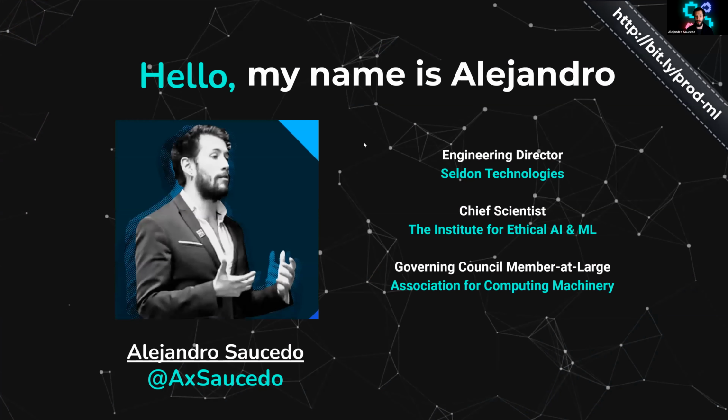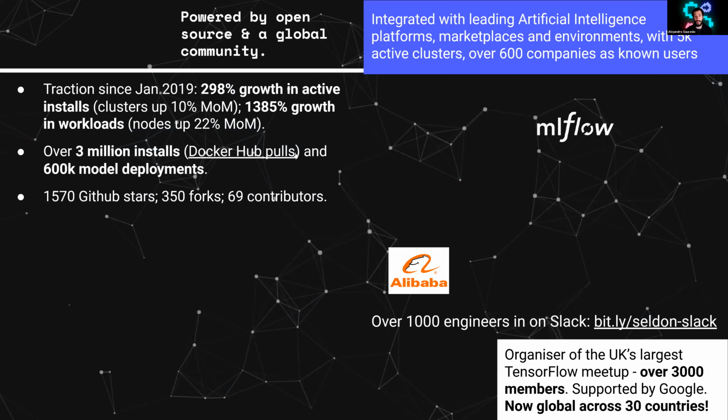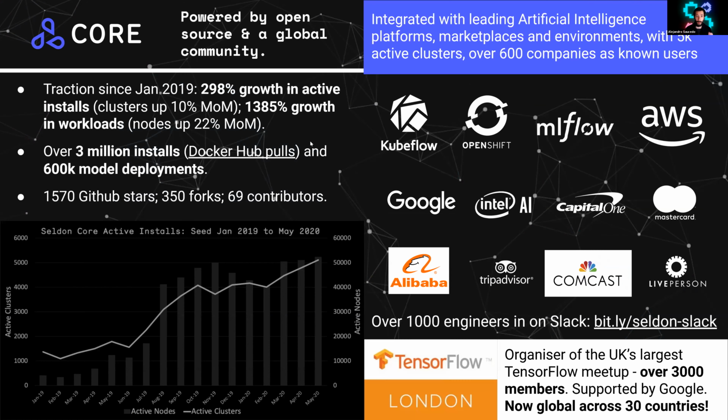A bit about myself. My name is Alejandro Saucedo. I am engineering director at Seldon, chief scientist at the Institute for Ethical AI, and governing council member at large at the ACM. To tell you a bit more about each of these, Seldon is an open core company, which means that we have primarily an open source product with an enterprise offering built on top. We have one of the most popular Kubernetes-based machine learning orchestration frameworks, which is the open source tool that we'll be using today for some of the examples.